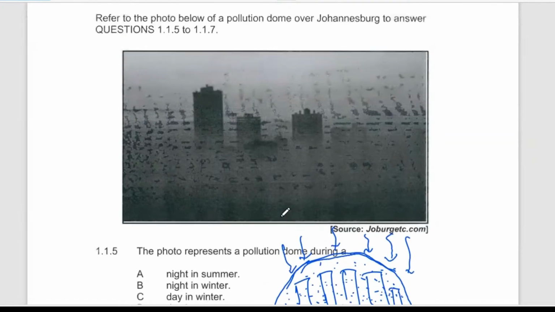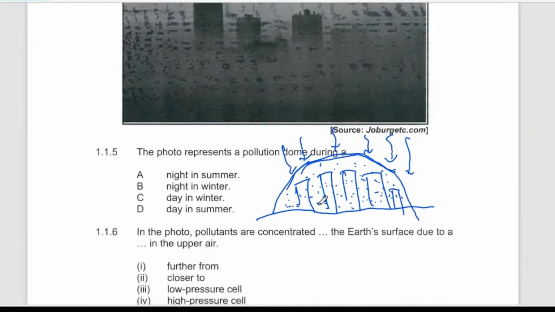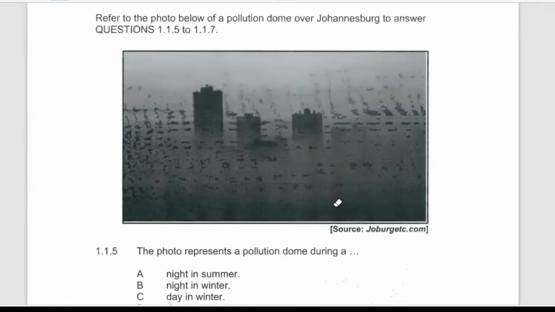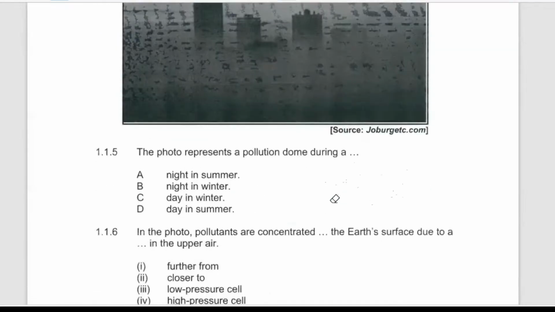So if we try to relate that to the illustration given here, we are seeing that there is a high concentration of pollutants in this built-up area, in this urban area. That is typical of a night situation. So using that explanation, let's find out the relevant responses to the given set of questions. Our first question is saying the photo represents a pollution dome during, we have explained that is a night situation.